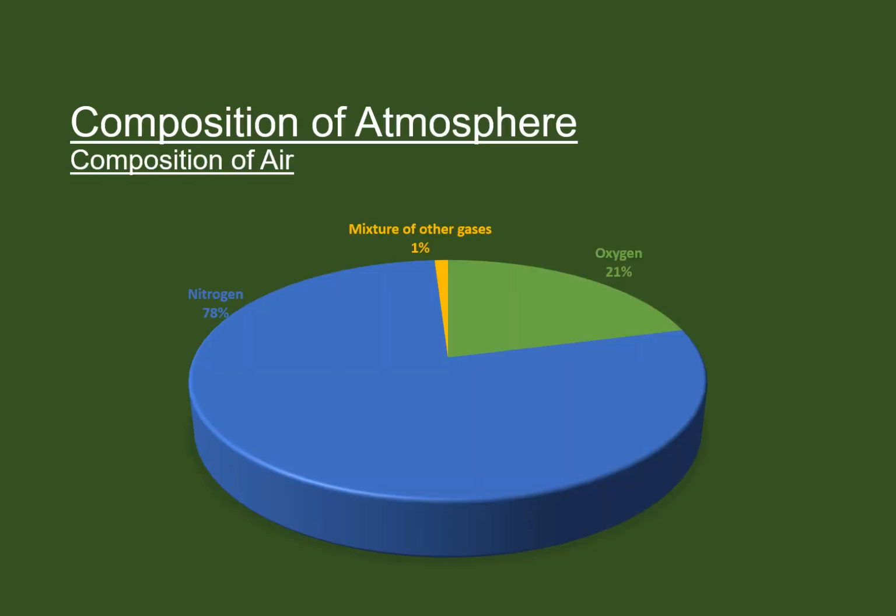Composition of atmosphere. Air is a mixture of gases. It contains different gases like oxygen, nitrogen, argon, carbon dioxide, neon, helium, methane, and krypton.